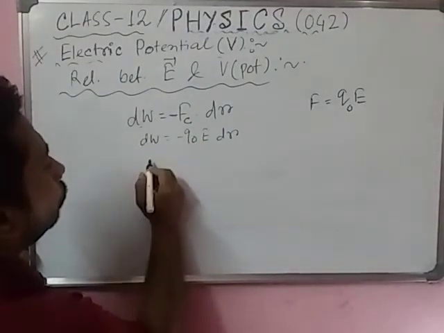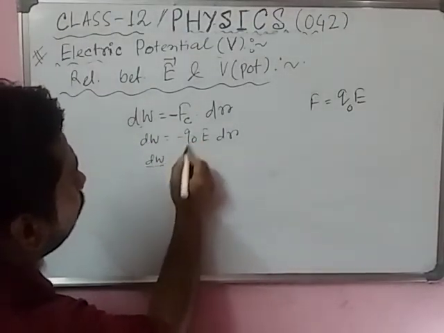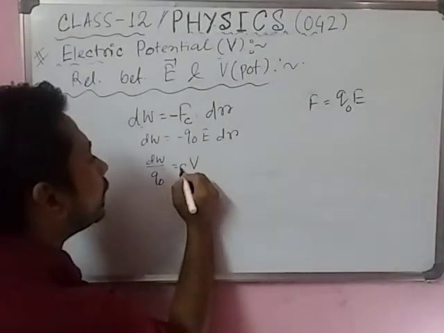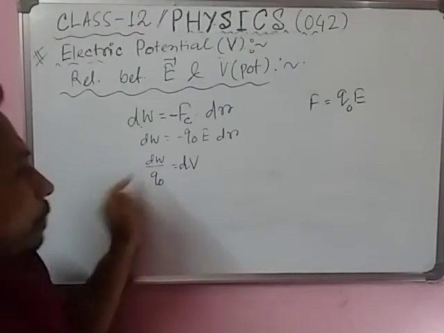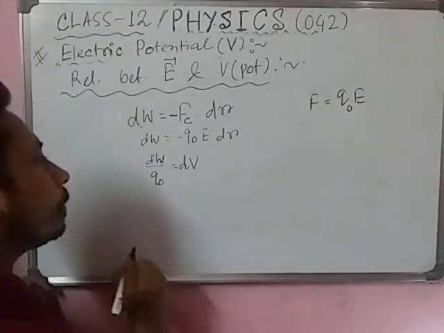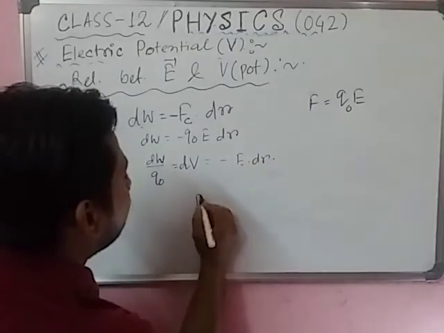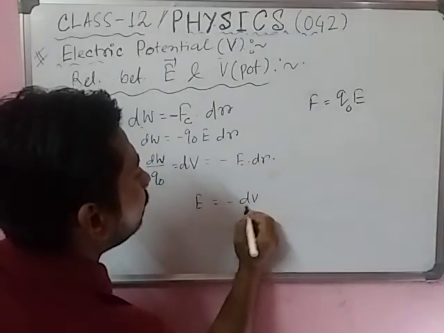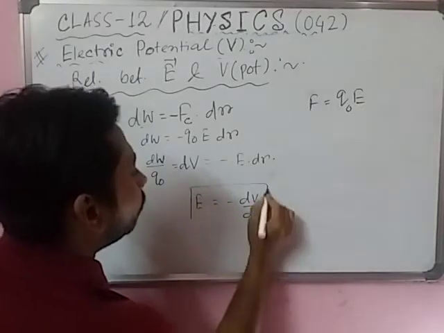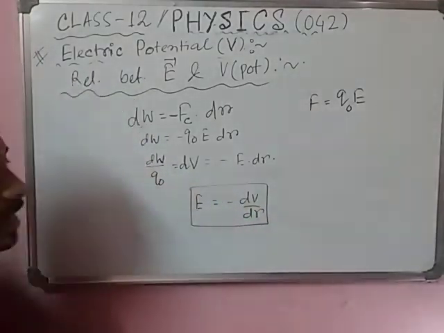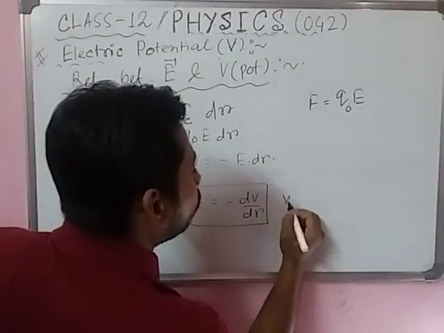And if you divide dW by Q naught, what will you get? Potential V. Right? So you can write dV, because there is dW, so you can write dV, is equal to minus E dot dr. So you can write E is equal to minus dV by dr. This is a very important relation. From this you can write the unit of electric field also. dV by dr means volt per meter.